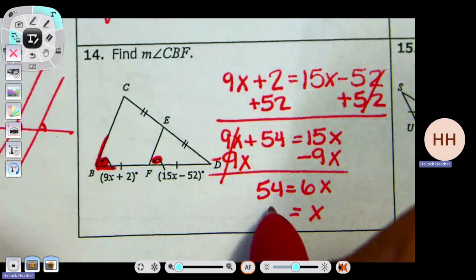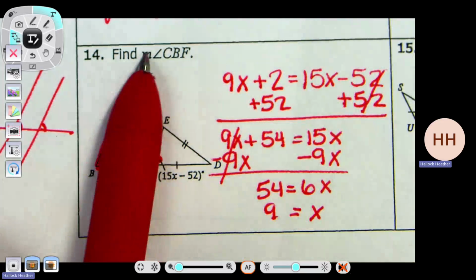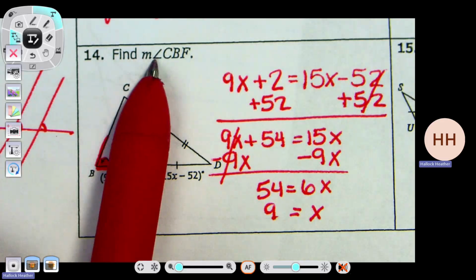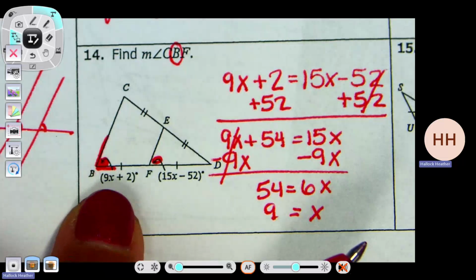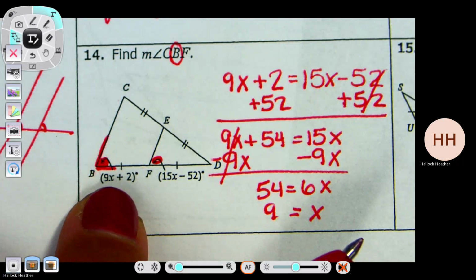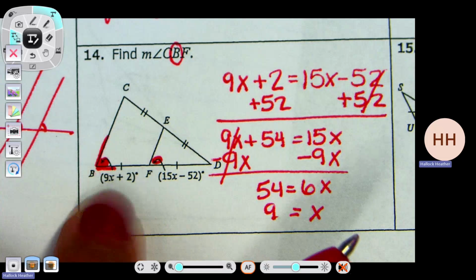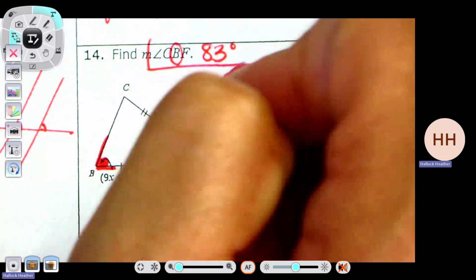9. So now we got to plug it back in because it wants the measure of angle CBF. So really B, it's talking about the middle letter B. So 9 times 9 plus 2. 83. That's what it is. So 83 degrees is that angle measure.